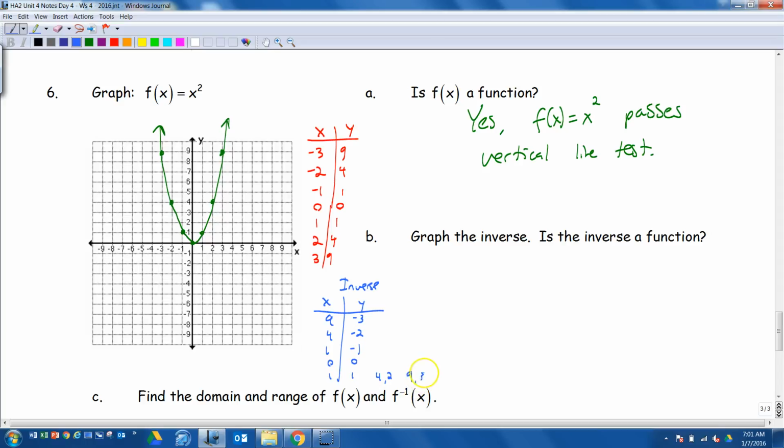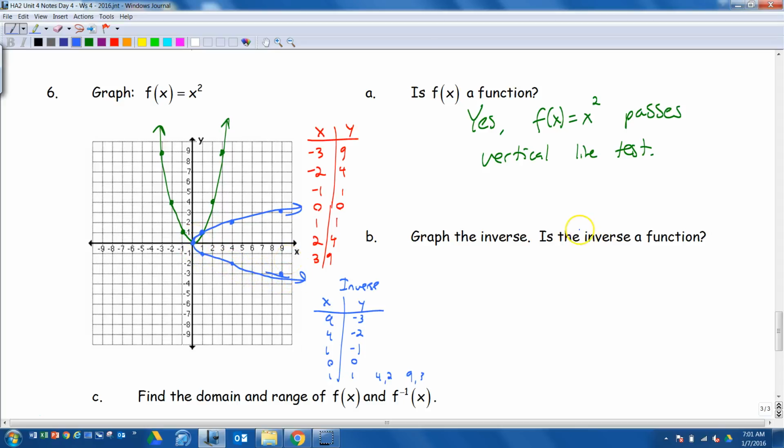and 9, 3. So if I graph those points, at 9, there's a point at negative 3 and positive 3. At 4, there's a point at negative 2 and positive 2. At 1, there's a point at negative 1 and 1, and then we have the vertex. So this is the inverse of that original function.